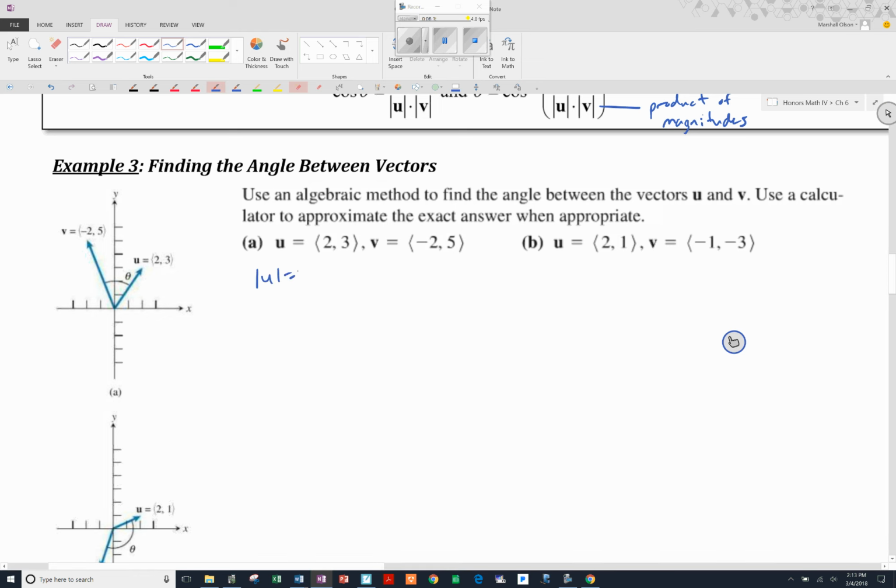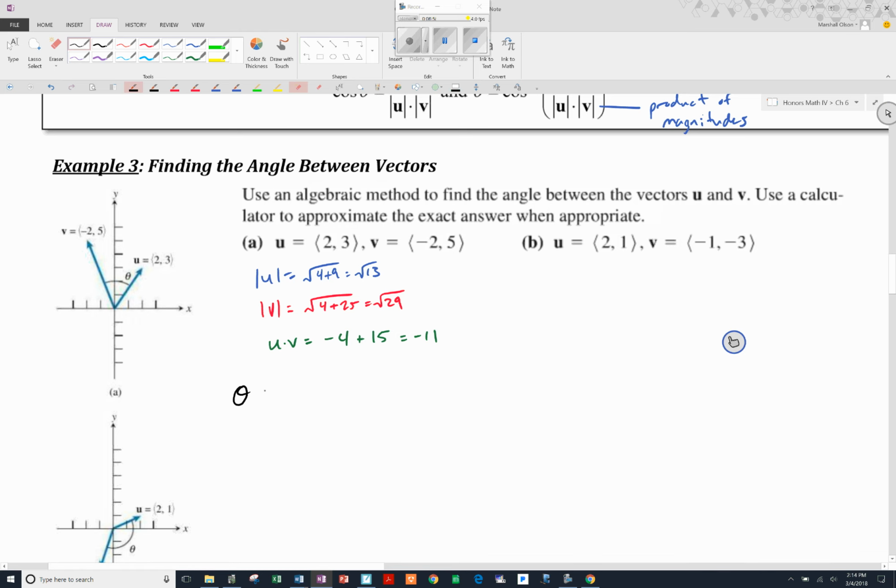So the magnitude of u is going to be the square root of 4 plus 9, which is the square root of 13. The magnitude of v is going to be equal to the square root of negative 2 squared plus 5 squared, so the square root of 29. And we're also going to need to find the dot product between these two vectors. Dot product between these two would be 2 times negative 2 plus 3 times 5, which is negative 11. So we have all three pieces that we need here.